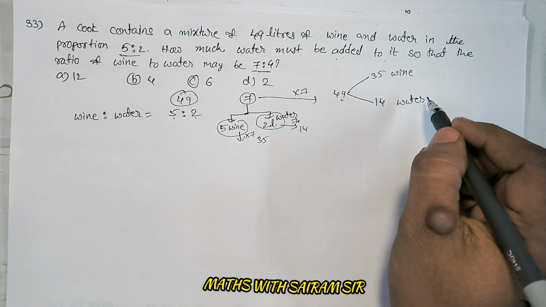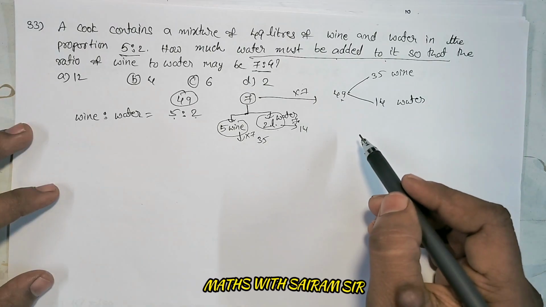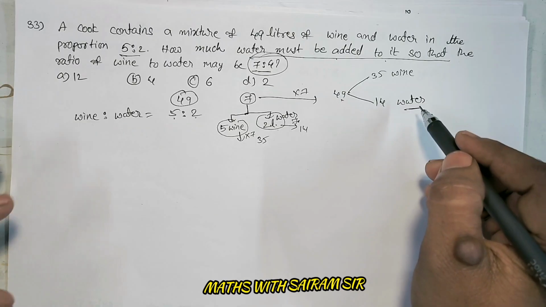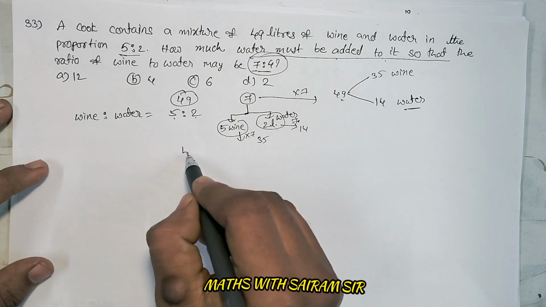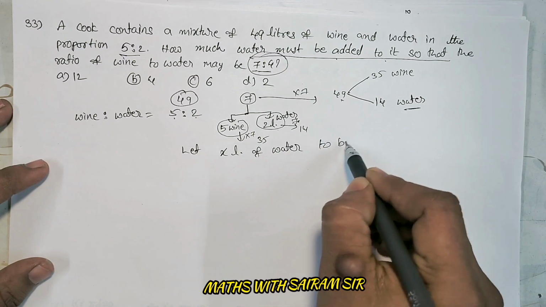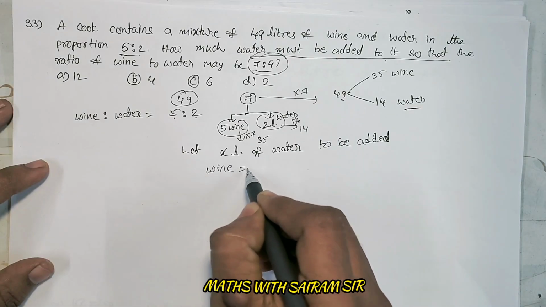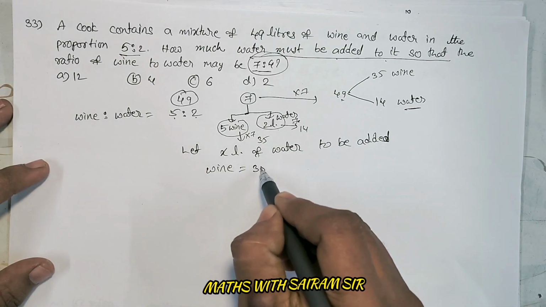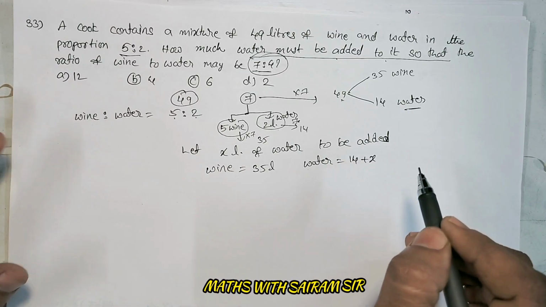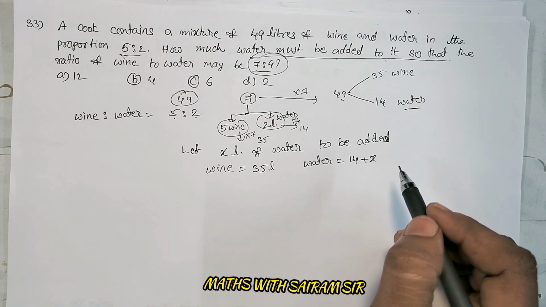And what are we asked to find out? We are asked to find out how much water should be added to it so that the ratio of wine to water becomes 7:4. So we have 14 liters of water. How much more water should be added? We don't know. So I'm supposing that X liters of water is to be added. Then the wine quantity will not change, the same 35 liters, and for the water quantity we already have 14 liters, to which we have added X liters. Then in this case, what will be the ratio of wine to water?